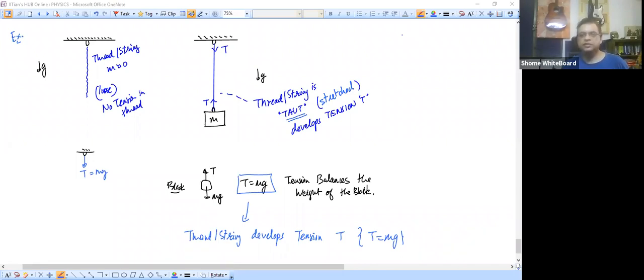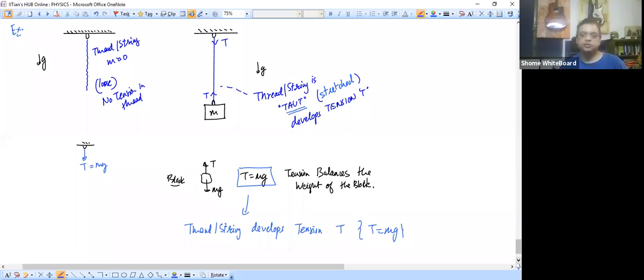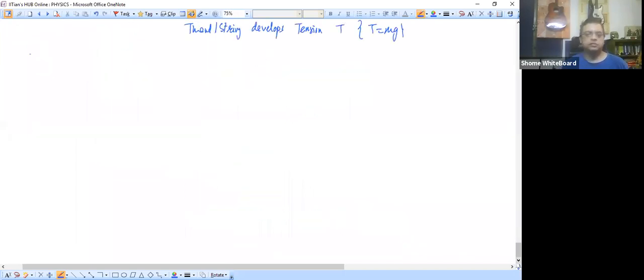Okay, so let's look at an example, a numerical example with this kind of application next. So I'm sure this is clear to all of you. Okay. So our next example is now like this.